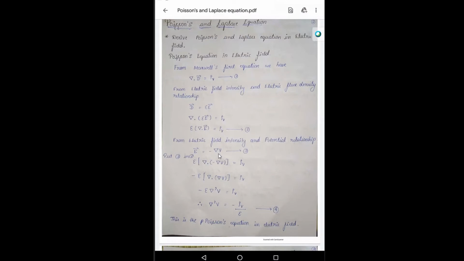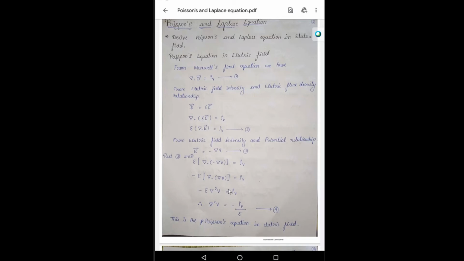Del square V is equal to ∂²V/∂x² plus ∂²V/∂y² plus ∂²V/∂z² is equal to 0. So this is in Cartesian form. Same thing if you consider in cylindrical form, the Laplace equation is 1/ρ ∂/∂ρ of (ρ ∂V/∂ρ), plus 1/ρ² ∂²V/∂φ², plus ∂²V/∂z² is equal to 0.